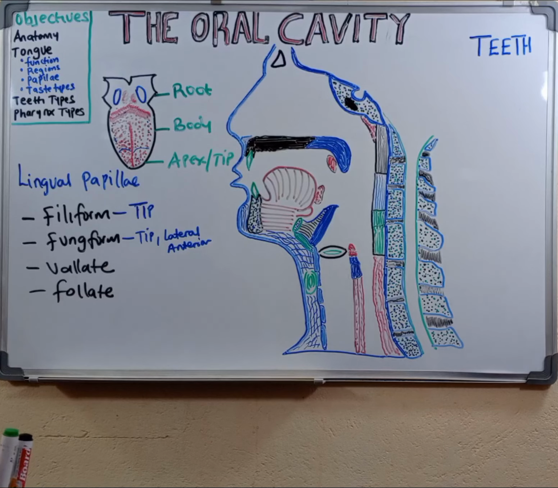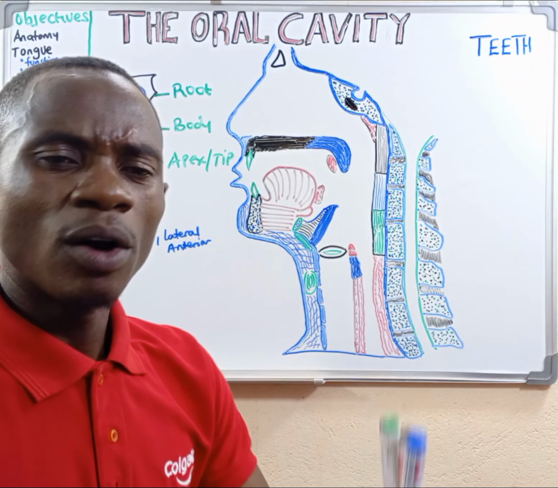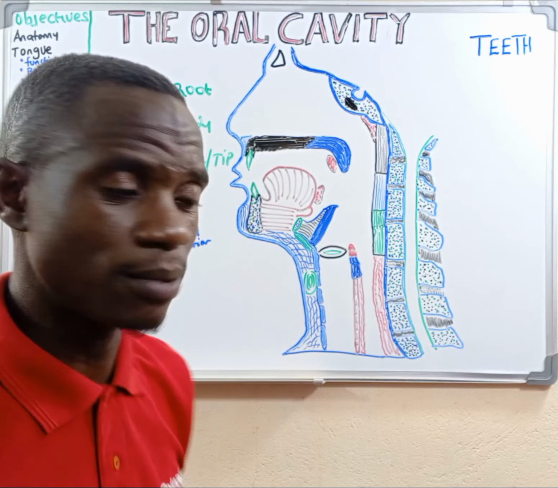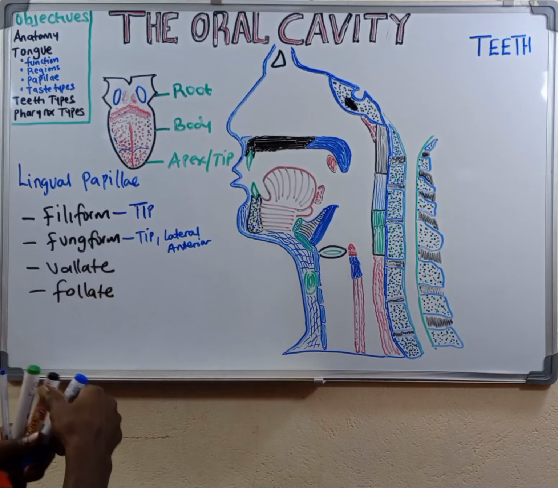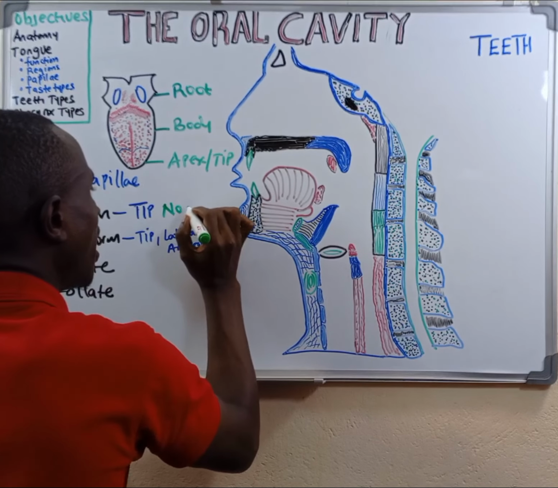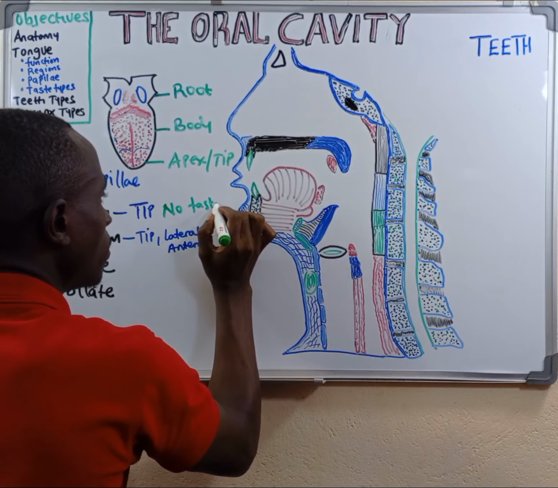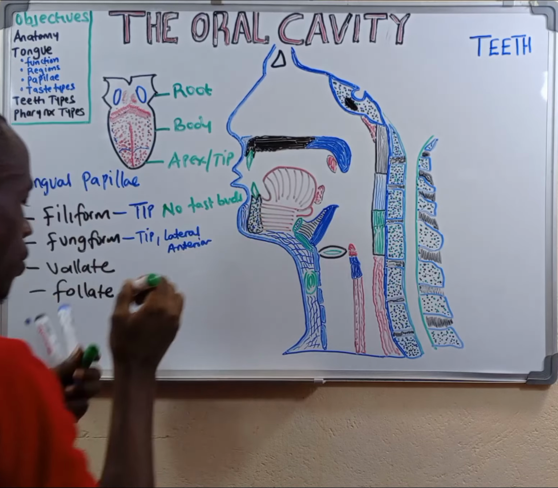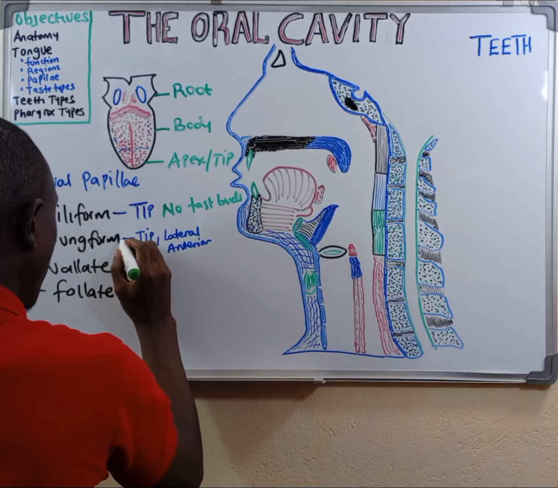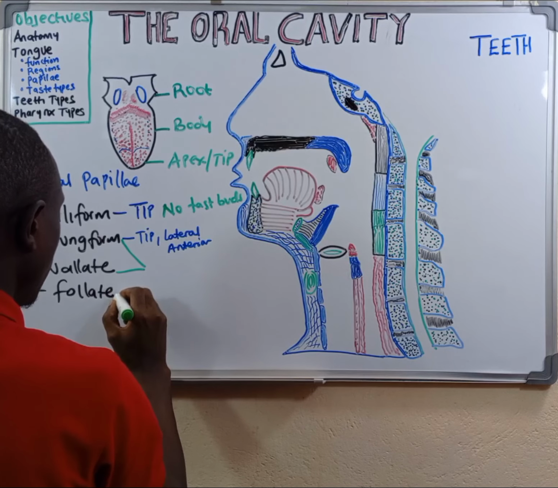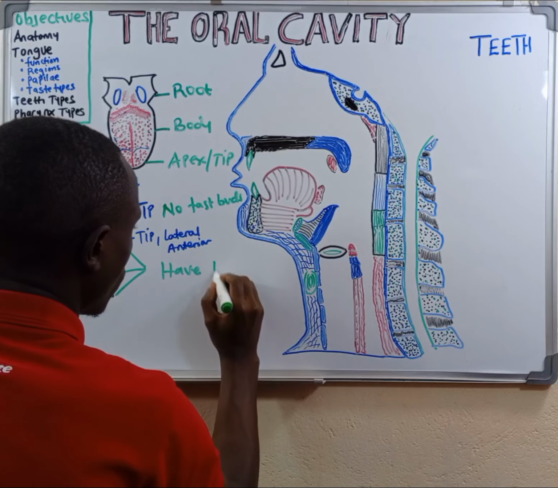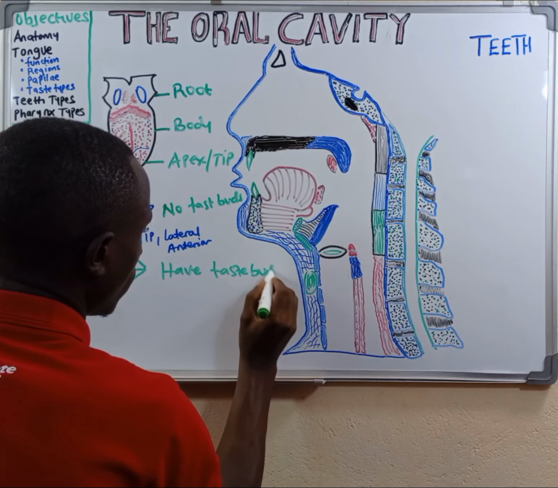the foliate lingual papillae. Now, we need to know, do all these papillae have taste buds? The answer is no. Some of them do not have taste buds. Now, we have the filiform. I want to pay much attention to the filiform. The filiform has no taste buds. We do not have taste buds within the filiform, but the rest of them, like the fungiform, the vallate, and also the foliate, all of them have what we call the taste buds.